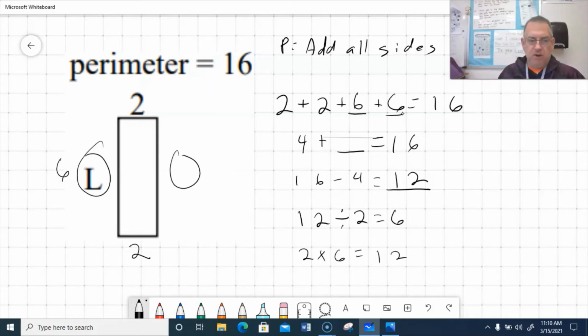And we'll check it just to make sure. We'll say 2 plus 2 plus 6 plus 6 should equal 16. I know 6 plus 6 is 12, and then plus 4 is 12, 13, 14, 15, 16. So that does equal 16. So that does mean the missing side is going to be 6 units.